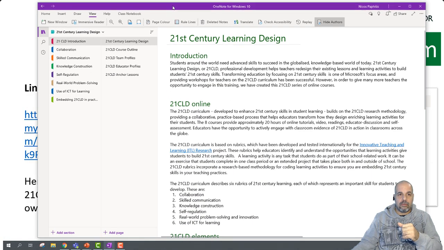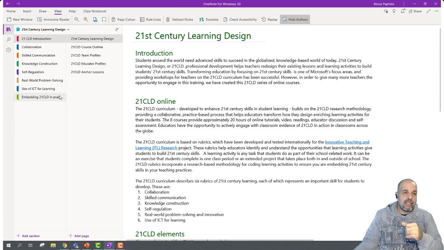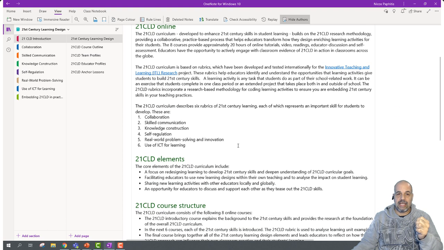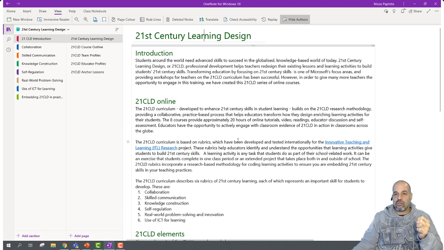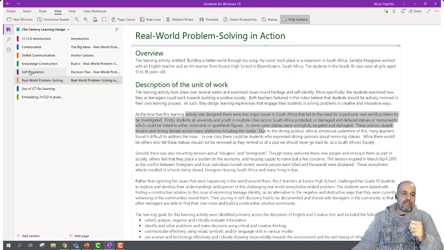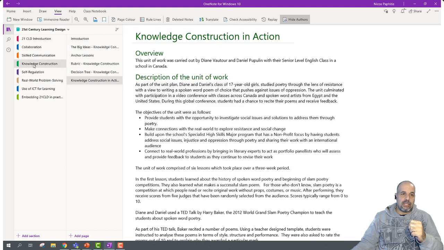Here's the OneNote. Okay, so you've essentially got the 6 rubrics here. You've got an introduction section which basically introduces the 21st century learning design to you, shows you the 6 key areas, tells you who developed it, and so on and so forth. What you want is these 6 key areas here. These are the areas that you need to get the rubrics from.